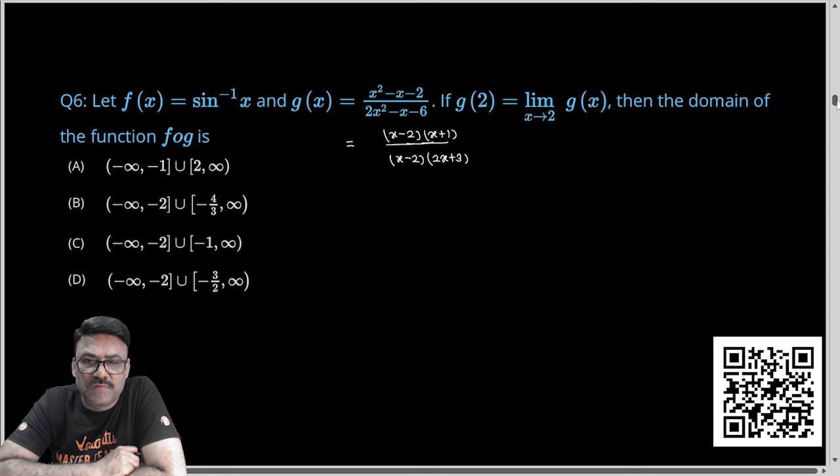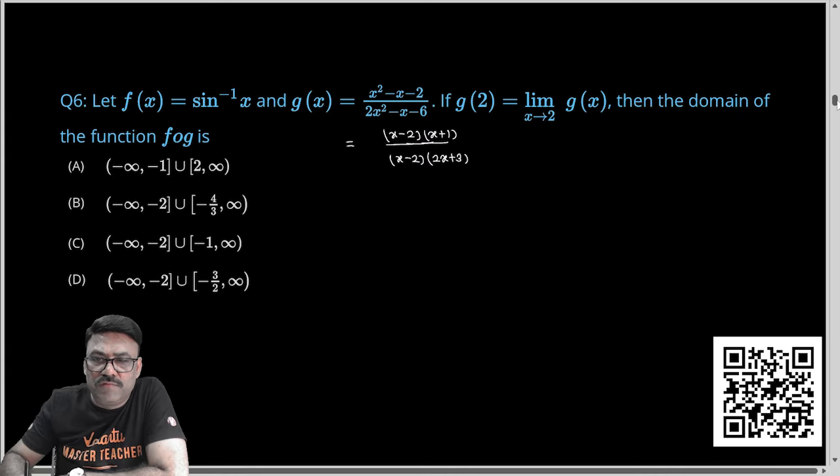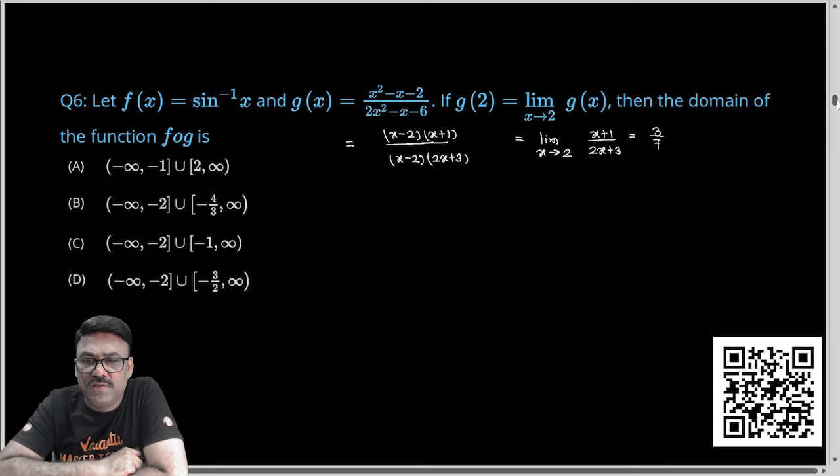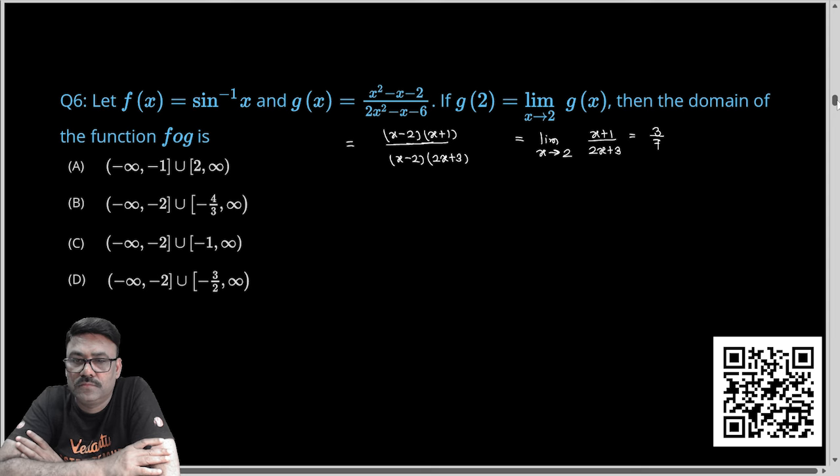So obviously, what will this limit be? g(2) is the limit as x approaches 2. The numerator and denominator factor x minus 2 cancel, so it is (x plus 1) over (2x plus 3). This limit will be 2 plus 1, that is 3, and 4 plus 3, that is 7. So g(2) is basically 3 by 7. And obviously sin inverse x is defined at this g(2).